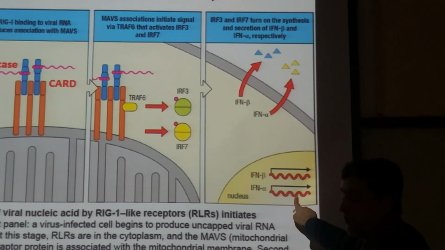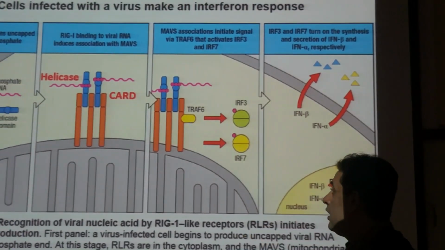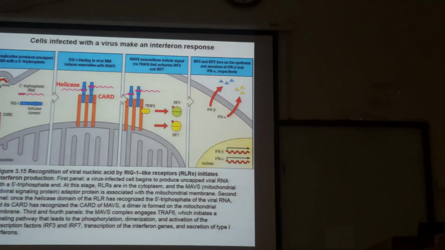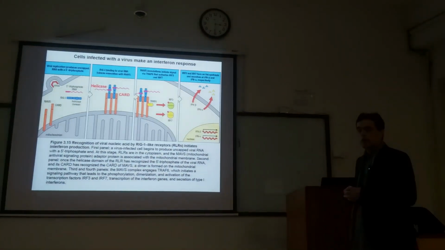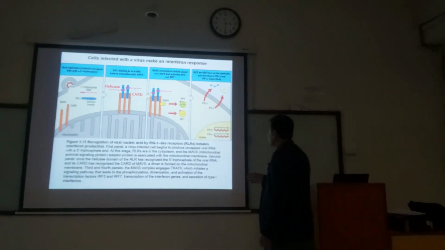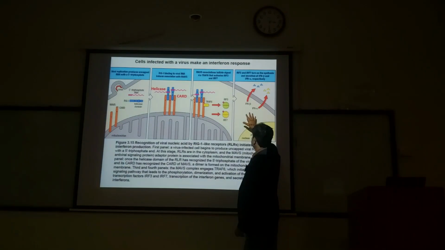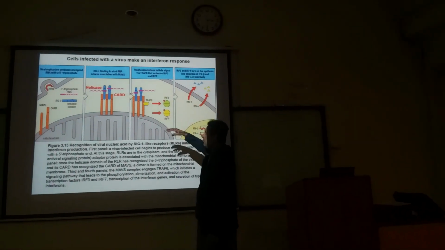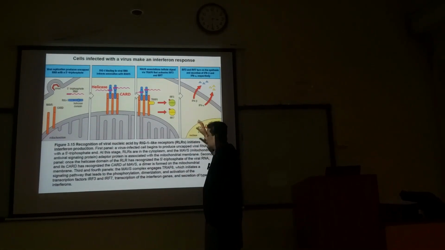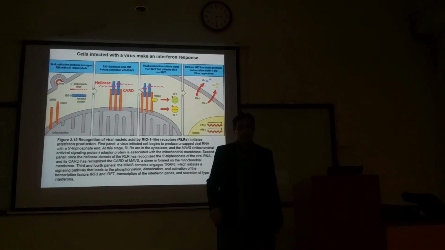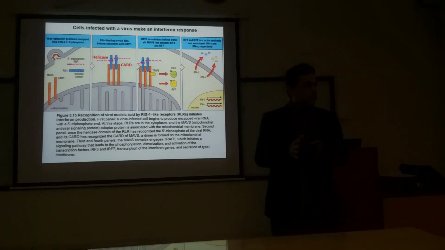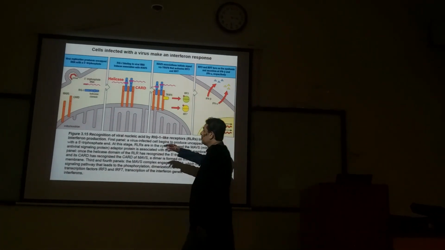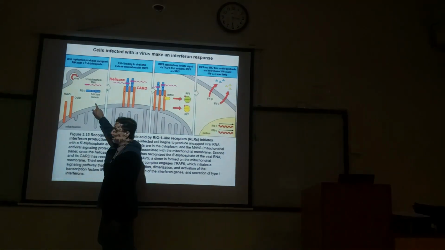You understand this? So this happens when there is some kind of viral infection, and the production of interferon by the cell happens in this way. And these interferons are going to do what? They are going to save this particular cell from this particular virus that has entered the cell.